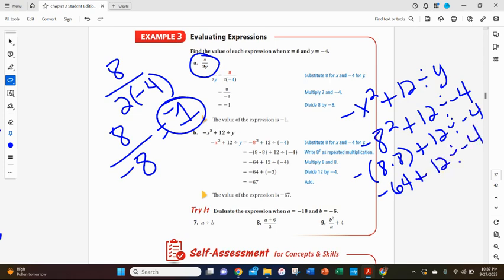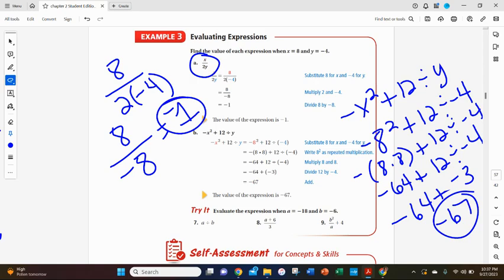Order of operations says that you have to divide before you add. So 12 divided by negative 4 is negative 3. Bring down your plus sign, and then the negative 64. Negative 64 plus negative 3 is negative 67.